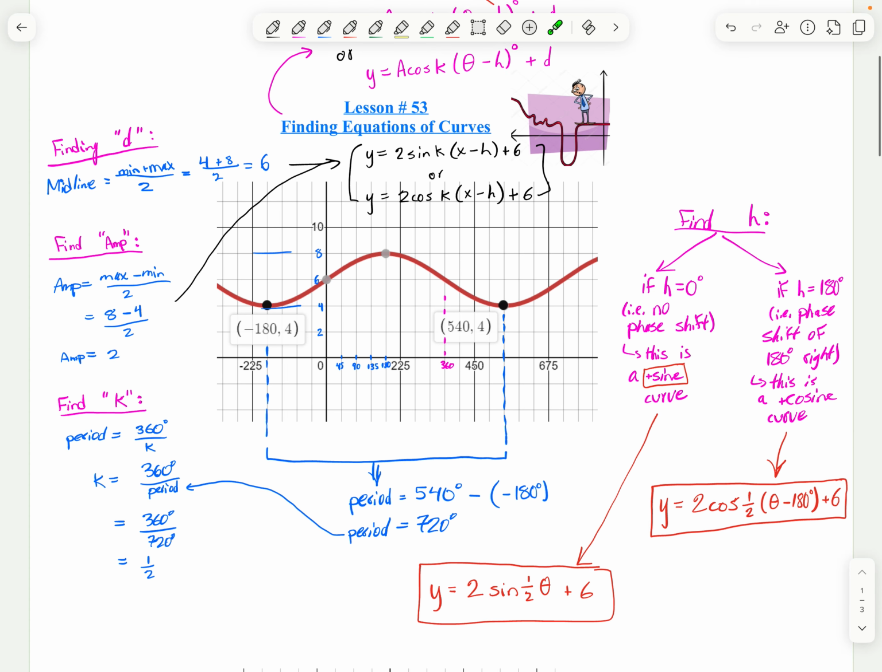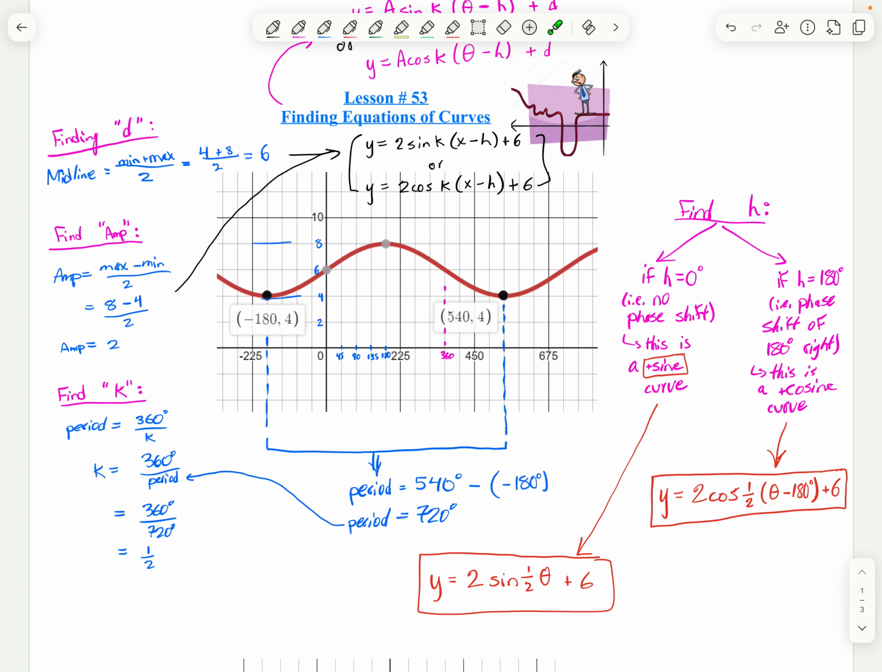So now we could use this equation right here to find k. Period is equal to 360 divided by k. Rearranged, k is equal to 360 divided by period. And since we know our period is 720, 360 divided by 720 turns out to be a half. So we now know our k value here is equal to a half. So now we have A, we know D, and we know k as well.